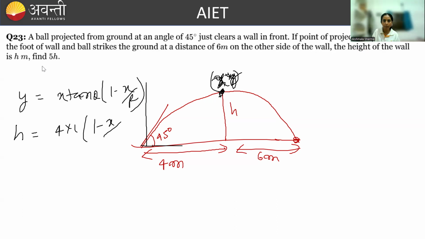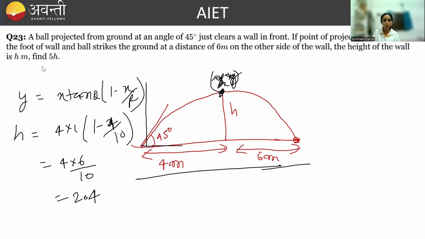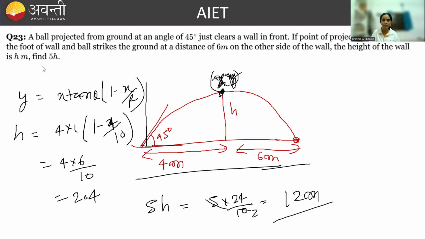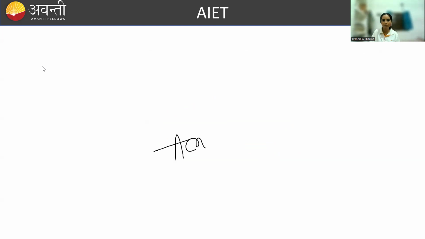1 minus x. X is how much? 4. And r is how much? That is range 10. So this is equal to 4 into 6 by 10. So that is 2.4. And if you have to calculate 5h, 5 into 24 by 10. So this is equal to 12 meter. So correct answer will be what? Answer will be your 12 meter. Easy thing is what? Remember that equation of physics.